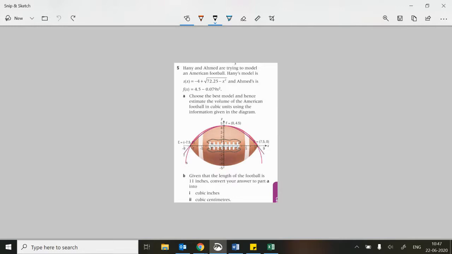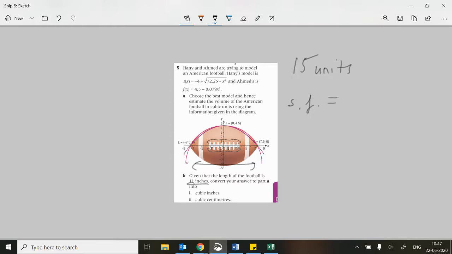Okay, so the length that you can see of this on the diagram is actually 15 units long, okay? But they're saying now that the football is actually 11 inches long. So we've got this scale factor to go from our units to our inches.